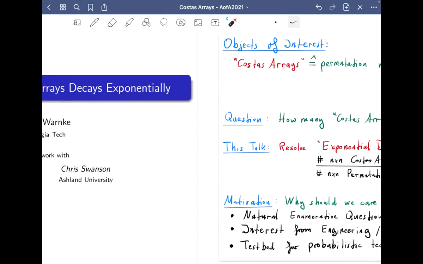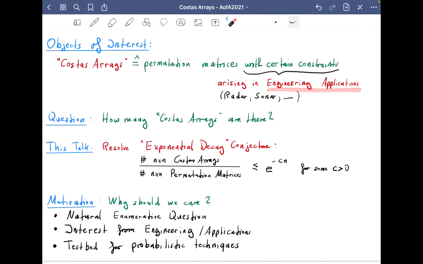And so whenever we are exposed to some new objects, the first question we typically ask is, what properties do these objects have? In this case, one very classical question is, how many are there? That's the question we want to pose here. And the main message of this talk will be that we get some good upper bound on the number of these Costas arrays. In particular, we're going to resolve a well-known conjecture in the area, which concerns how many there are in relation to the total number of permutation matrices.